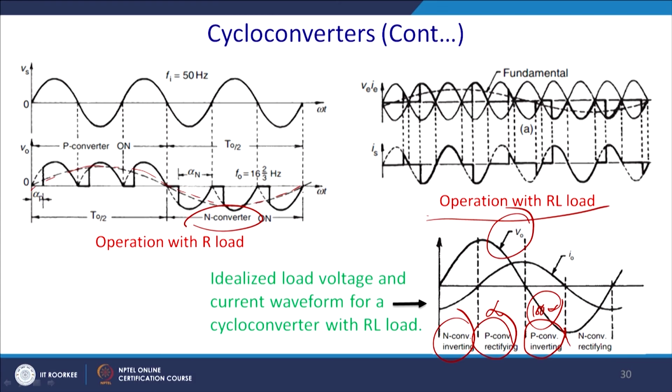Similarly, in this case these cycles and these cycles have a 180 degree minus alpha phase shift, and again if this is alpha, here again it will have 180 degree minus alpha. This way you will be sequencing, and thus you will be generating this high frequency to low frequency conversion.